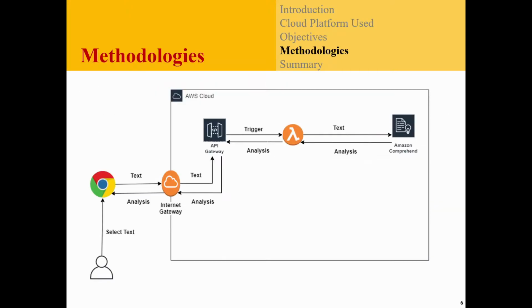The methodology that I've used is that first the user will select a text and then click on the Chrome extension button. When the user does this, the Chrome extension will send the selected text to Amazon API Gateway, and this will trigger a Lambda function which will further send the text to Amazon Comprehend. Amazon Comprehend will analyze the text and return the analysis to the Lambda function, which is then passed on to API Gateway and then to the Chrome extension. This methodology will be even more clear when I actually show the demo.